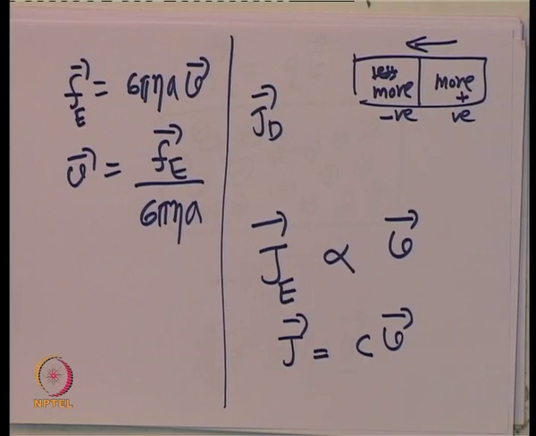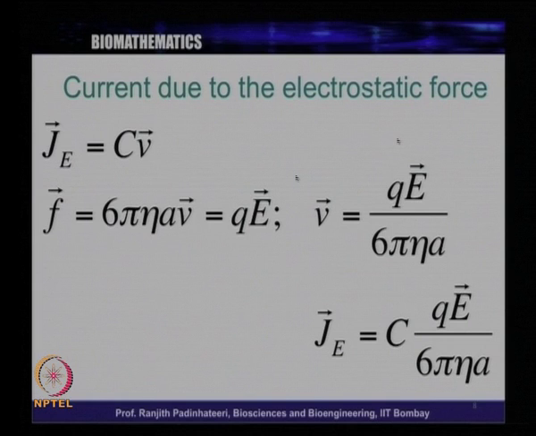Okay, now, knowing this, let us look at the slide. The essential message I am giving here is that the current J is C V, and the force is 6 pi eta a v, which is also Q times E, where E is the electric field.